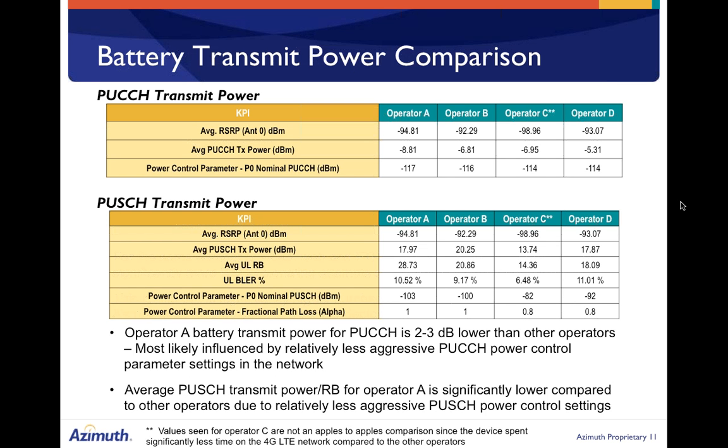And operator D, you cannot make a direct comparison because they use fractional path loss, but it is obvious that operator A has the least aggressive setting in terms of power control for closed loop power control, and that has helped operator A use a lesser amount of battery transmit power and offer a better performance to the end consumer on the network essentially. So again, this is an example that highlights how looking at device network analysis holistically helps understand operator comparison and drives the right actions based on the insights that are provided.